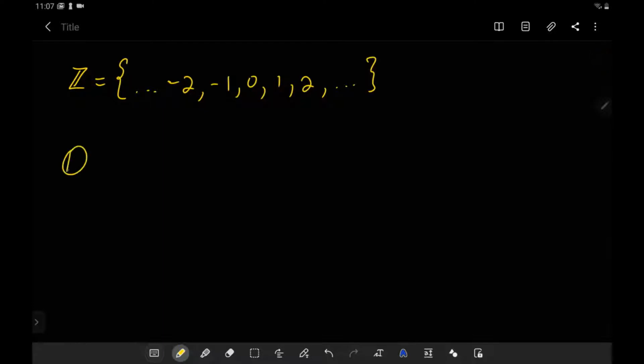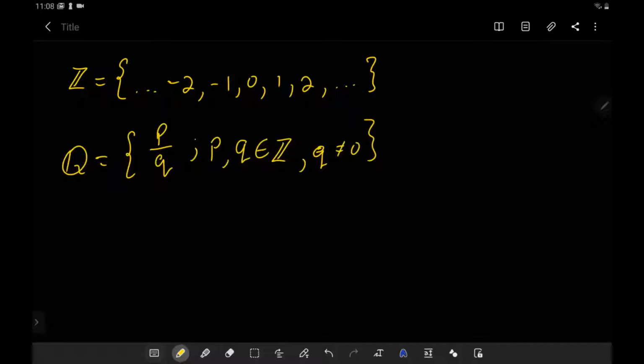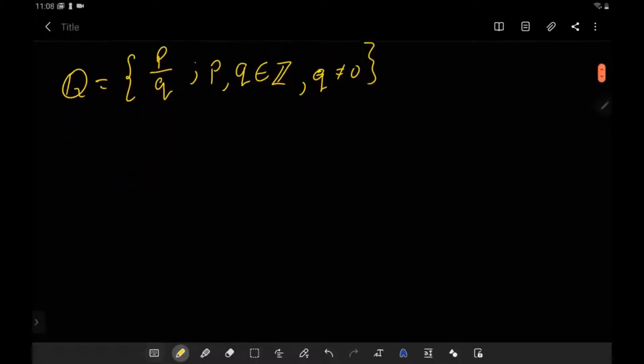And we define fractions to be a set of rational numbers, where we said it was P over Q, and P and Q are elements of the integers, and of course Q is not equal to 0, because we get a division by 0, which we don't like. Good. Now let us make sense of this.